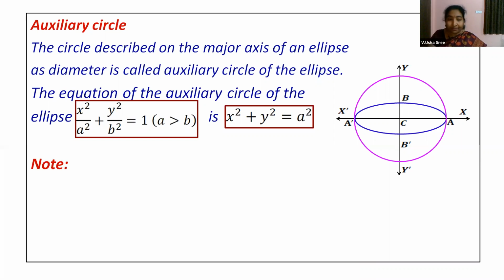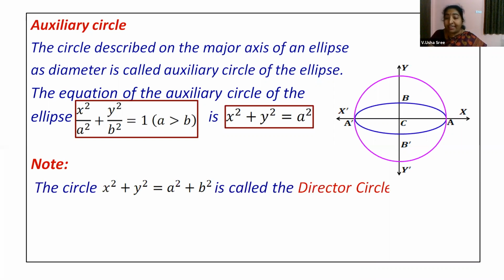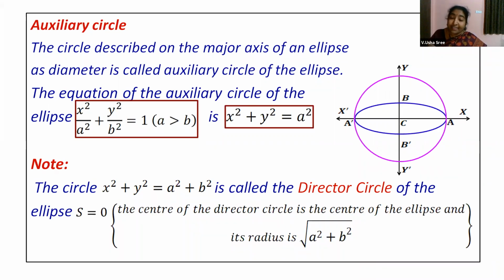Then the next one is x square plus y square is equal to a square plus b square. It represents the director circle for the ellipse S is equal to 0. Not only this, children, the center of the director circle is nothing but the center of the ellipse, and its radius will be given by root of a square plus b square.